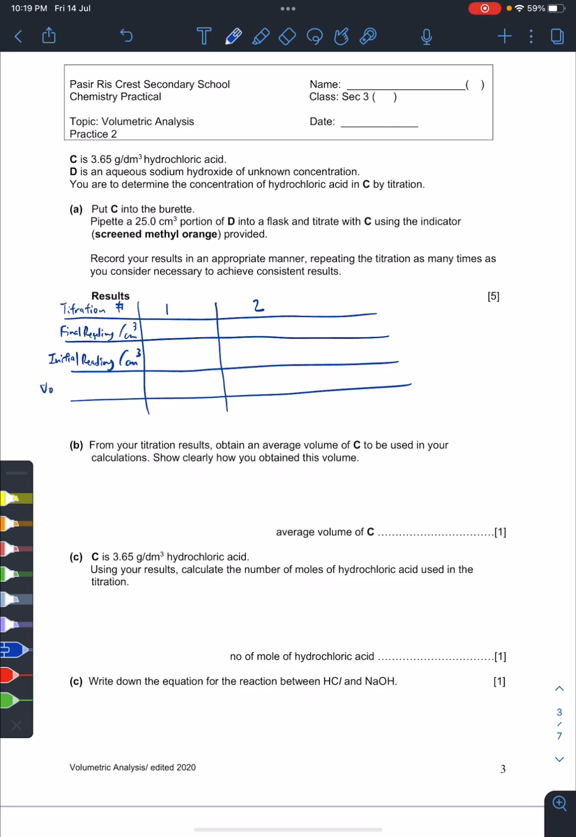After that, the difference will allow you to find out the volume of C used, and lastly, your best results. It is your best titration results. So if you recall, best titration result means plus minus 0.20 cm3.